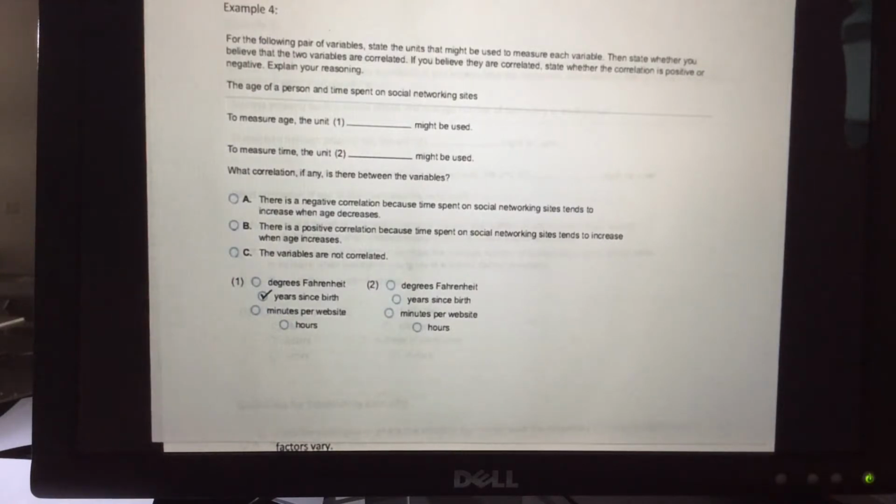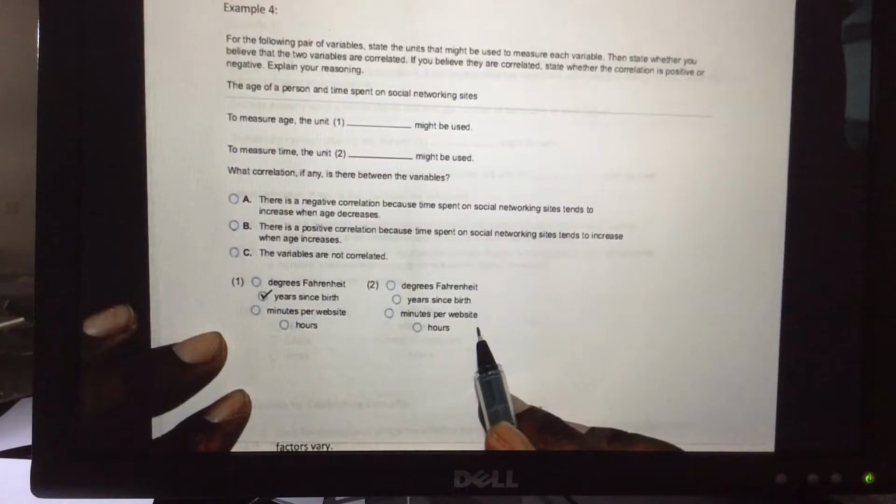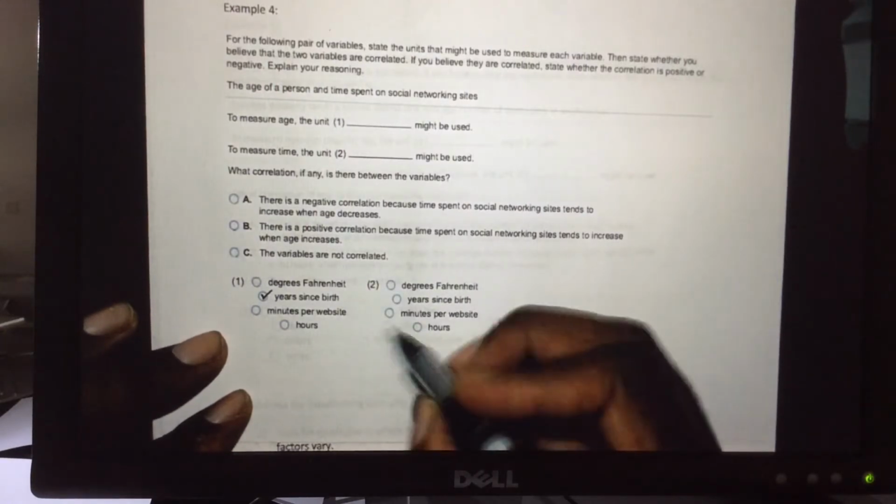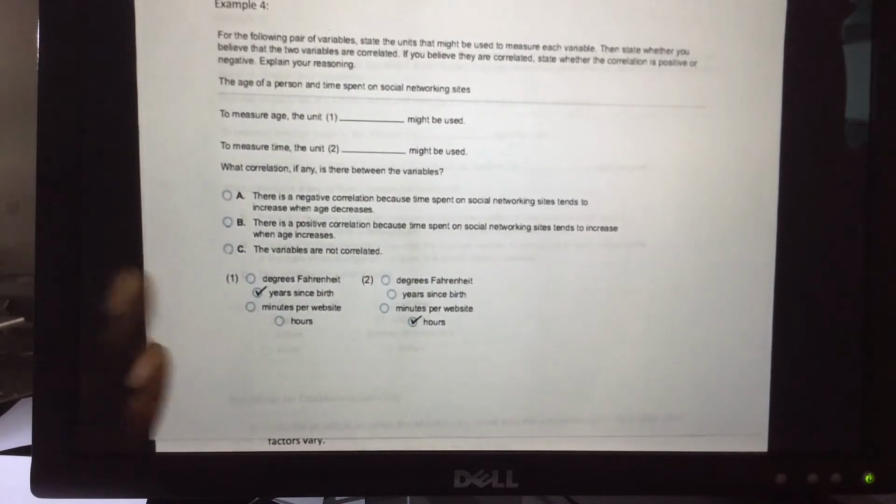Okay, they'll give you a choice, and you'll pick the one that makes sense for that particular situation. Because for age, it's going to be years. So it has to be years since a person was born. And then to measure time, in this case the time spent on social networking sites, we have to use the hours. So it's just the time. So it's going to be hours spent on social networking sites.